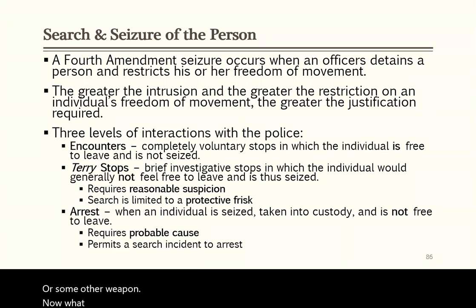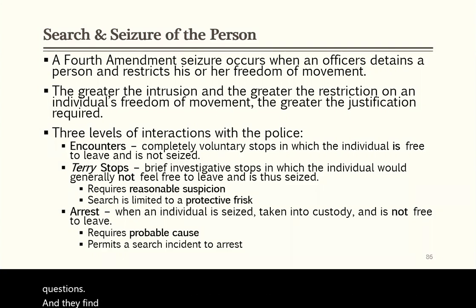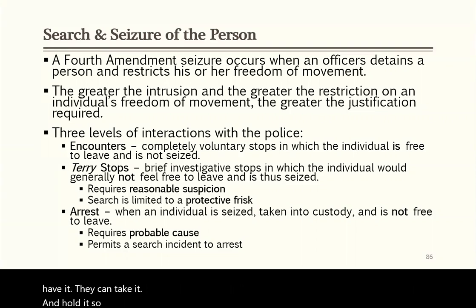Now, what we'll see and talk about in a while is that protective frisks invoke the plain feel doctrine. In some states, not all states, we've interpreted this plain feel doctrine to mean that if the officer is frisking somebody they just stopped briefly to ask a couple of questions, and they feel what's called a firearm on them, well, then the person shouldn't have a firearm. They can take the firearm if the person is allowed to have it. They can take it and hold it so that the person doesn't use it. But if the person's not allowed to have a firearm, let's say they're a former felon, then we can make an arrest, because we did a protective frisk and then we had the plain feel doctrine.